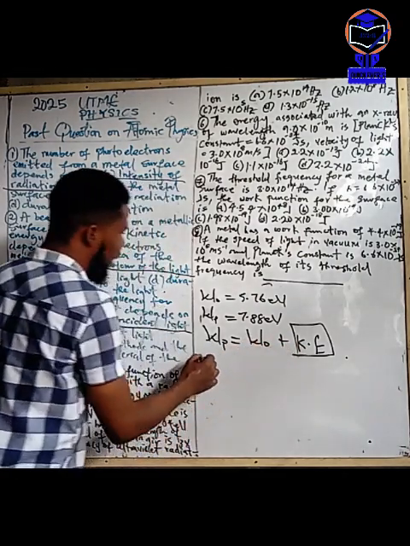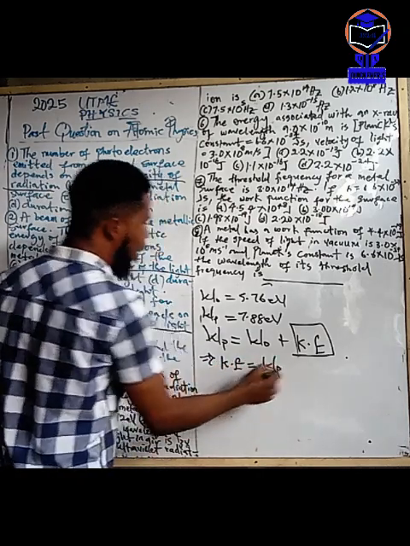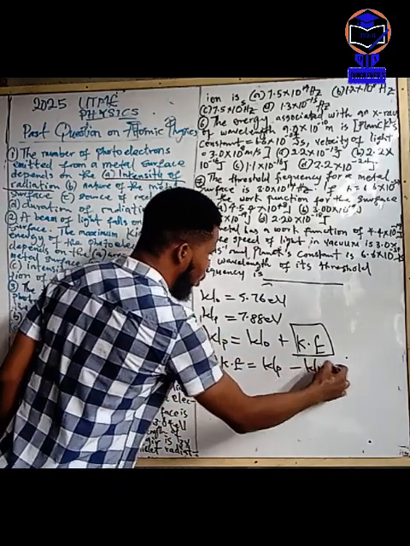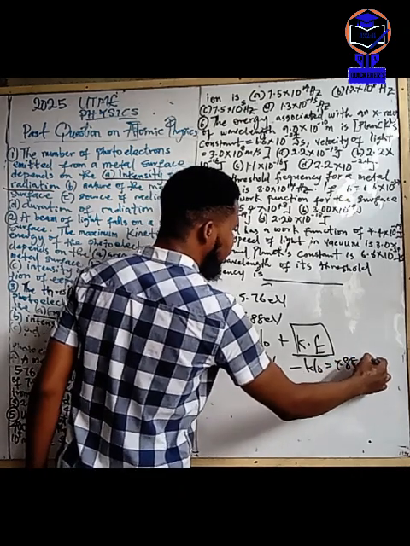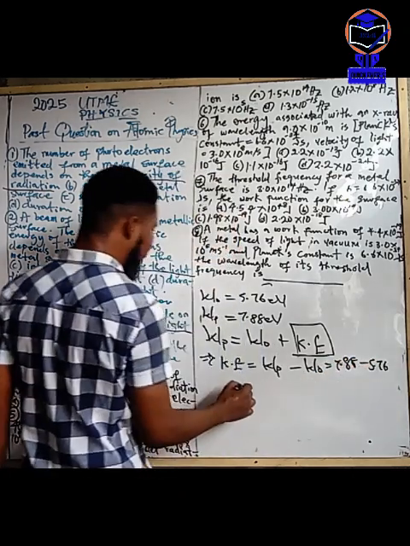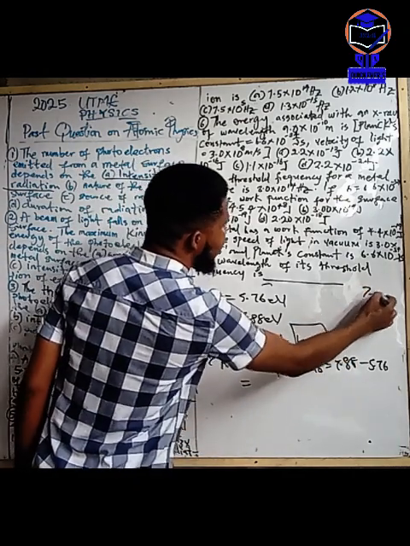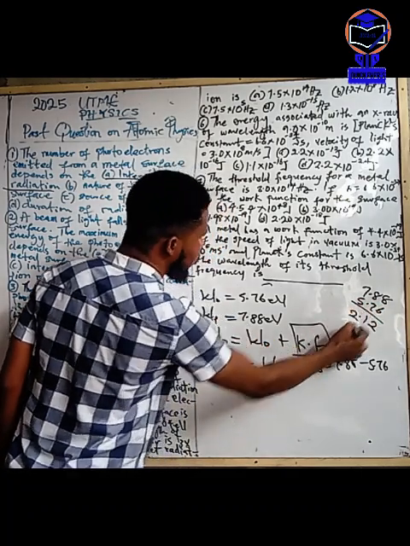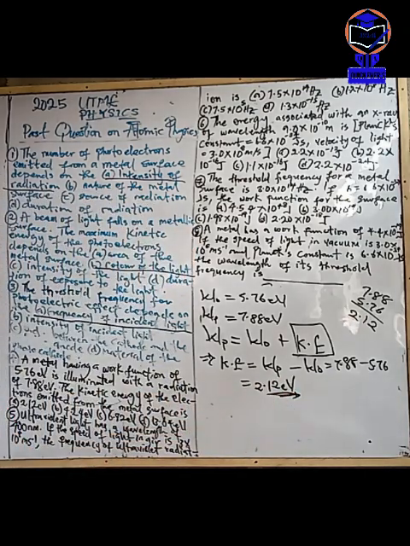So let's use our Hamilton formula. This implies that KE is equal to the energy of the photon minus the work function. So what we have is 7.88 minus 5.76. So that would give you 7.88 minus 5.76, so 2.12 electron volt. Can you see that the calculation is very easy? Yes, option A. That is the correct answer.